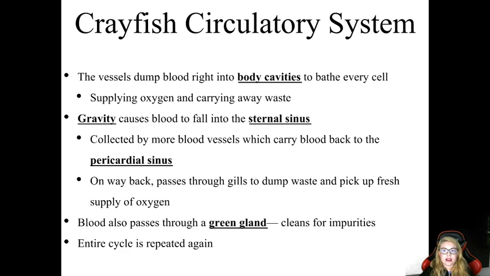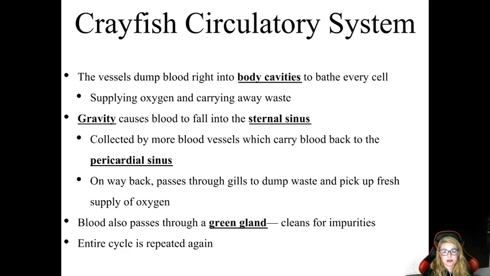The vessels there then dump blood right into the body cavities and bathe every cell. And this is really important because all those cells need to be supplied with oxygen and carry waste product like carbon dioxide away. Gravity will cause this blood to fall into what's called the sternal sinus of a crayfish. And here, there are more blood vessels which carry blood back to the pericardial sinus.